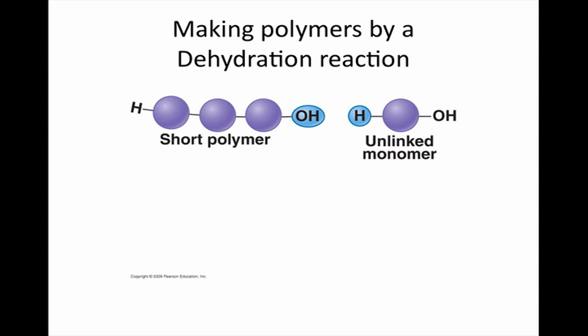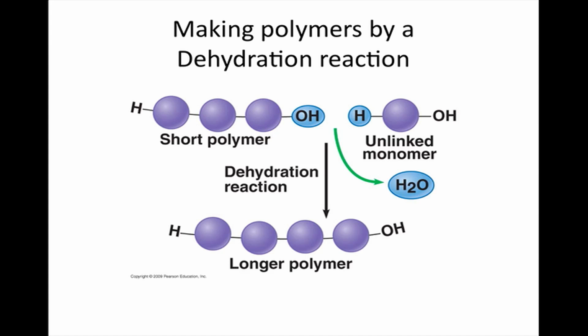Making polymers by a dehydration reaction. A dehydration reaction is a process that links short polymers with monomers. Keep an eye on the hydroxyl group attached to the short polymer end and the hydrogen attached to the monomer. Both the hydroxyl and hydrogen groups will detach themselves from their respective links and combine to make water. While the water molecule is being made, the monomer and short polymer will combine to each other, making a longer polymer.